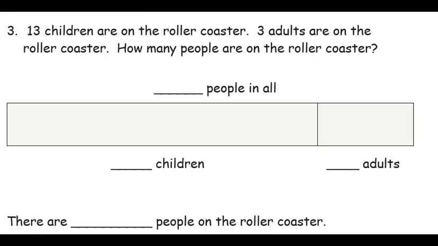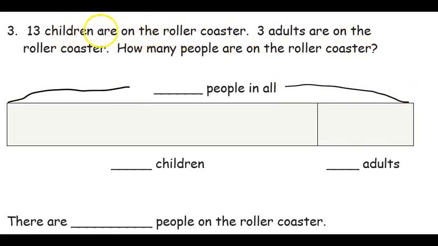The next question says 13 children are on the roller coaster. 3 adults are on the roller coaster. How many people are on the roller coaster? So this time we're trying to figure out the total. That's the question. We do know that from this end of the tape all the way to this end will be our total.